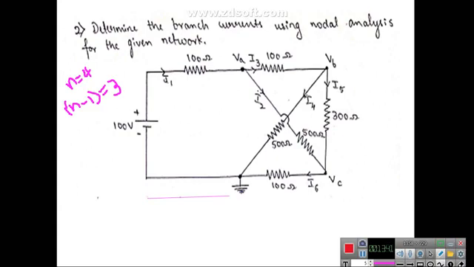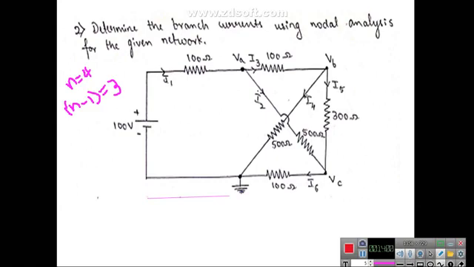For your convenience, I have already marked the current directions. It's not necessarily the same direction; you can assume any other direction, even the opposite. I assumed I1 in this direction because the source delivers the current, so I assume the direction towards node A. This is I1.